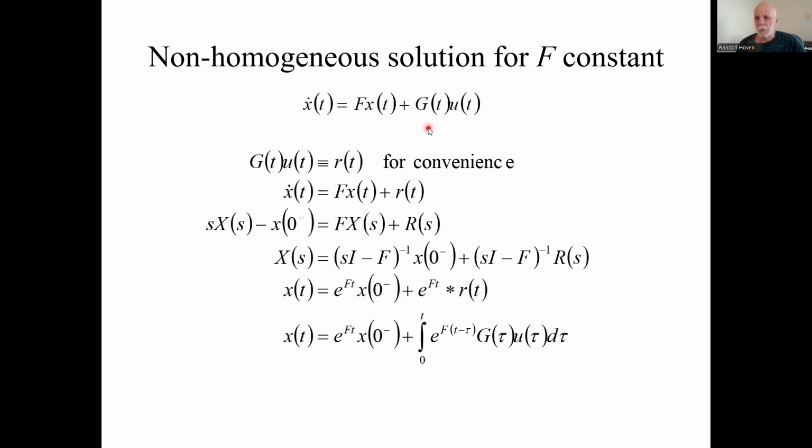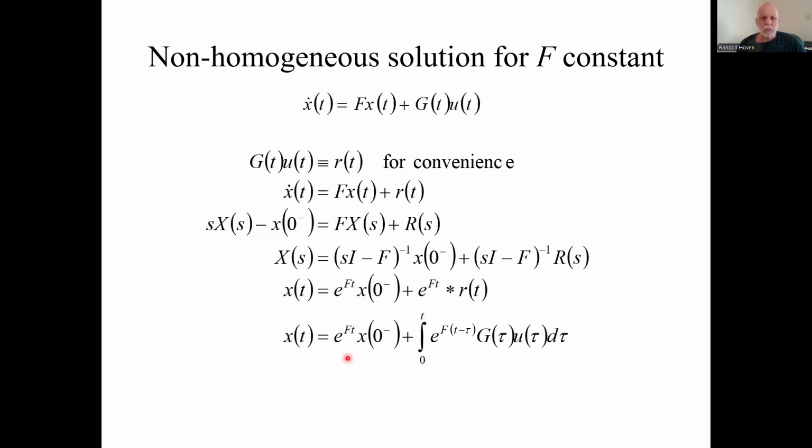What about when it's not homogeneous? What about when you do have an input here on the right? Well, let's call this input GU. We'll call it R for a minute. Use Laplace transforms again. I'm not going to go through the derivation step by step. I just want to outline it for you. You get, this is your total solution, for F being a constant. Here was our solution for the homogeneous part, and here's the solution because it has an input. It's just the sum of the two.